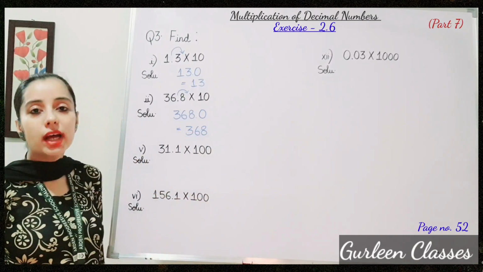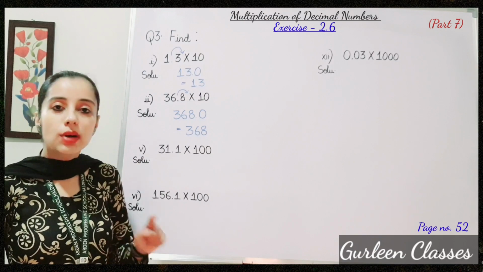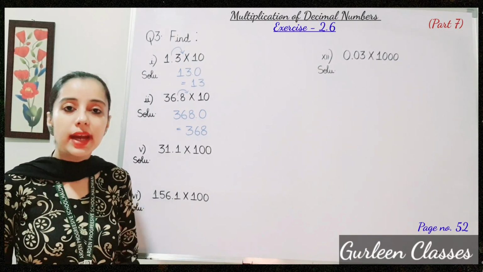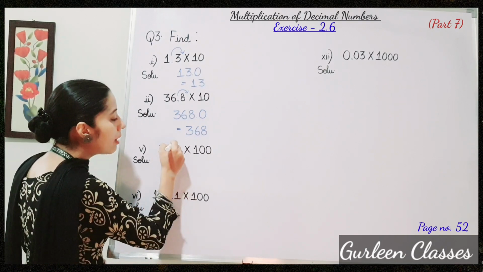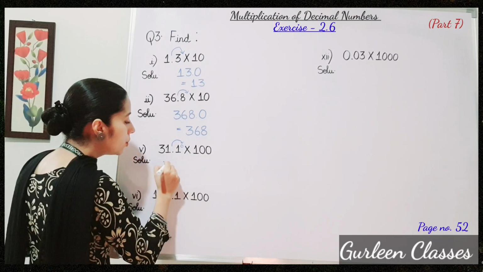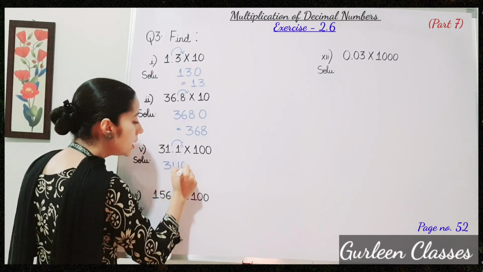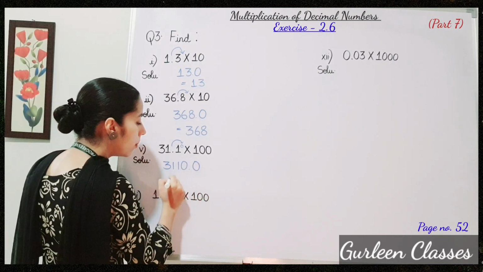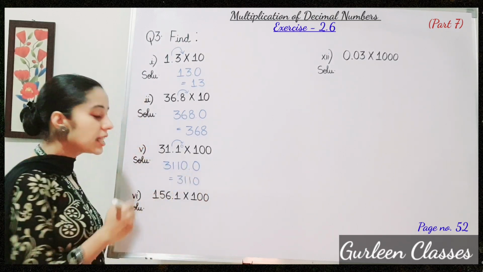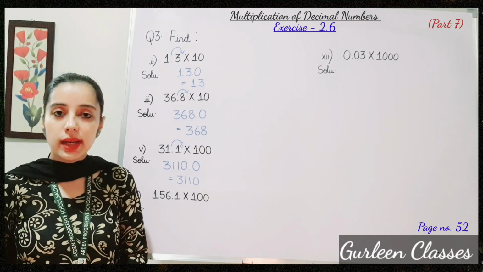Fifth part, 31.1 into 100. So 100 has 2 zeros. We will shift the decimal point to the right by 2 places. So here we have only one digit, so we will put a 0 here. So 3110.0, or we can write 3110.